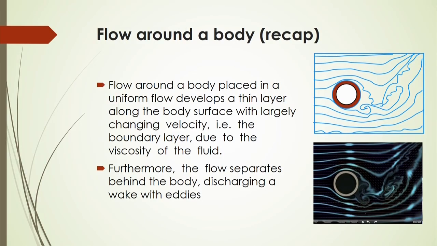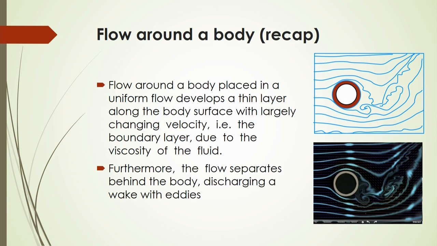Now, if we consider the flow around a body, we have discussed that when a body is placed in a uniform flow, a thin layer develops along the body surface. In that case, you will see a change of velocity because of the viscous effect. And also, there will be flow separation from behind the body. At the beginning, the fluid will be stuck at the stagnation point, and from there the fluid separates into two parts, the upper layer and the lower layer of the object. And from the upper layer there will be separation of the fluid because of the drag effect, viscosity, and other flow regime effects.